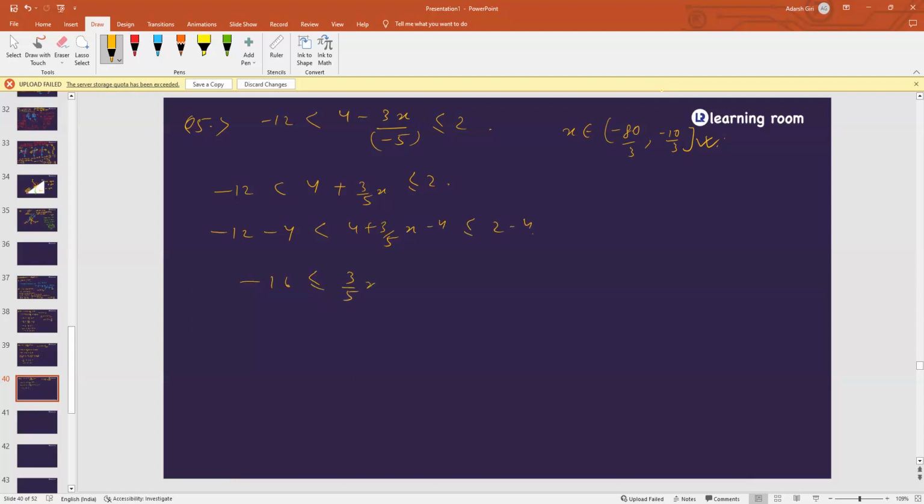Then 3 by 5x minus 2. So we just have to multiply with 5 by 3. 3 by 5x into 5 upon 3 less than or equal to minus 2 into 5 upon 3. It will be minus 80 upon 3 and x, and then minus 10 upon 3, right? So we got it.